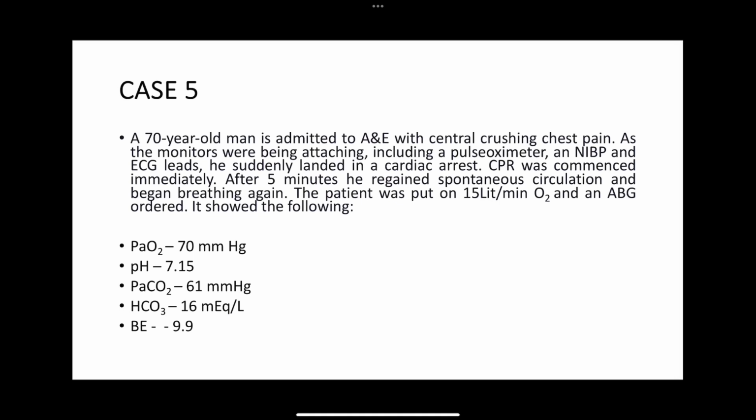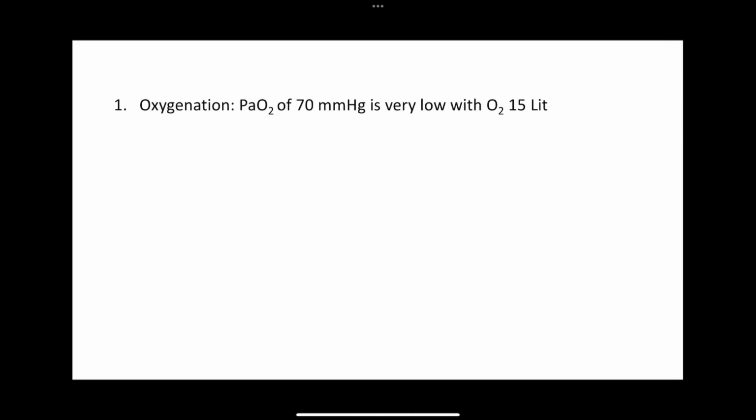The patient was put on 15 liters per minute oxygen and an ABG was ordered. It showed the following: PaO2 70, pH 7.15, PaCO2 61, HCO3 16, and base excess -9.9. The oxygenation PaO2 of 70 is very low with oxygen at 15 liters per minute. The pH is very low, 7.15. So the patient is certainly acidotic.